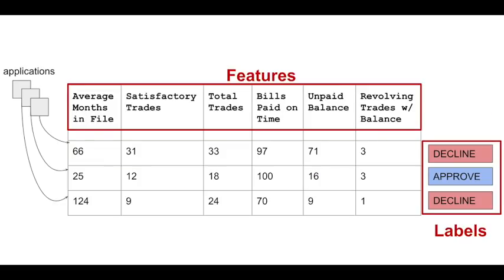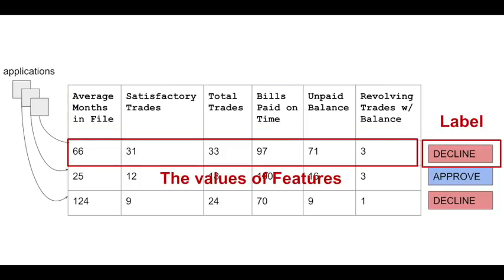Still, we use the credit card application as an example. Here, each application is described by the features you see in this table. We have average months in file, satisfactory trades, total trades, bills paid on time, unpaid balance, and revolving trades with balance. And the model assigns to each application one of the two possible labels, either approved or declined. Let's take a look at some of the applications in more detail.